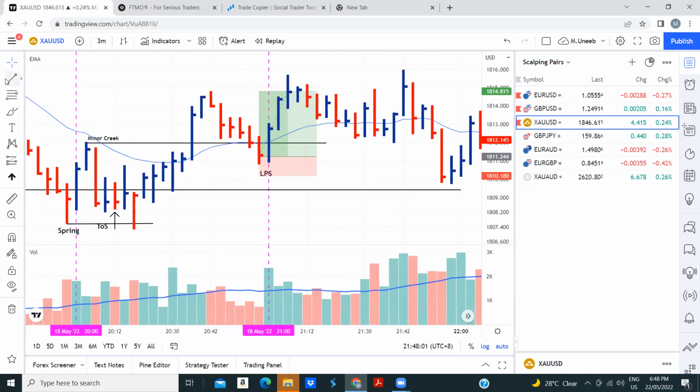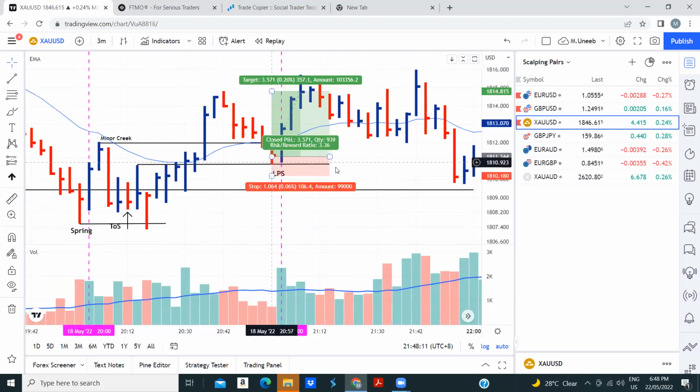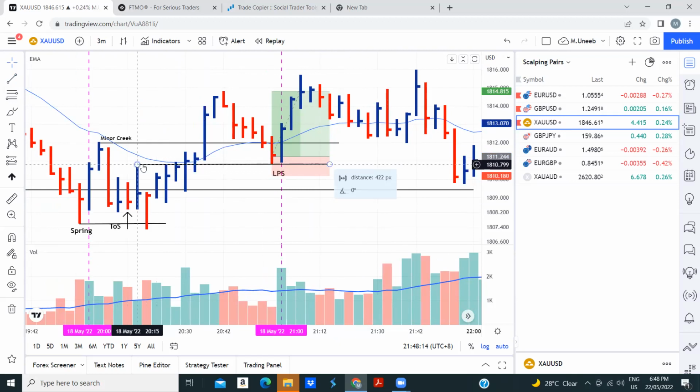But if we see the last intraday high, if this is minor creek, this is lower high. Can you see? Now you will see that this is exactly what happened at the reference point. Am I right? If we draw this line over here, this lower high. If this is minor creek, this is lower high. And this exactly happened this time.